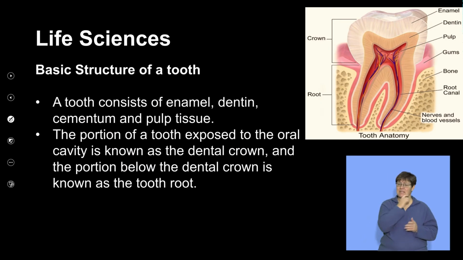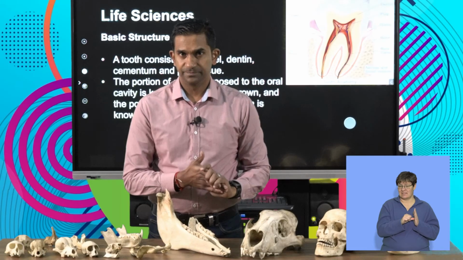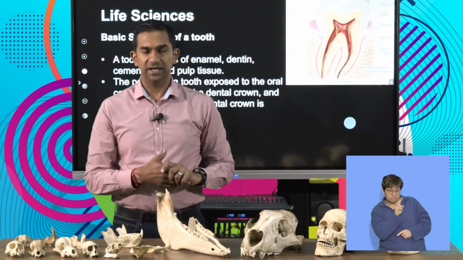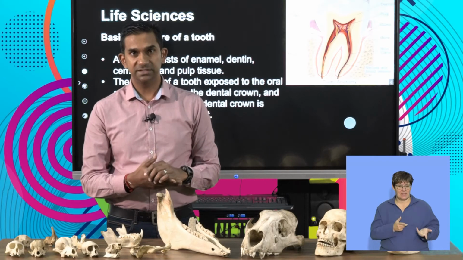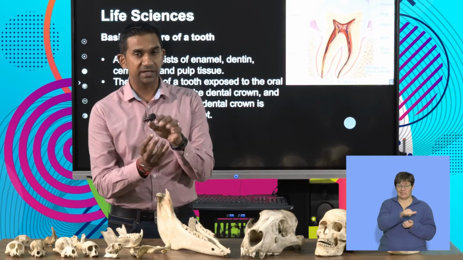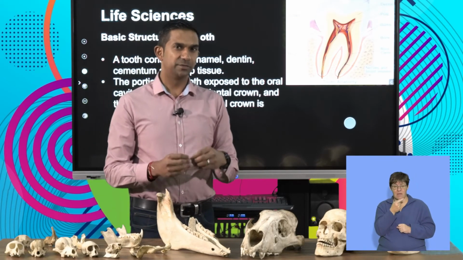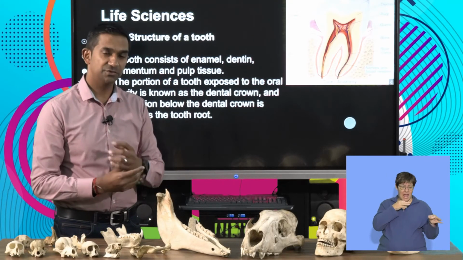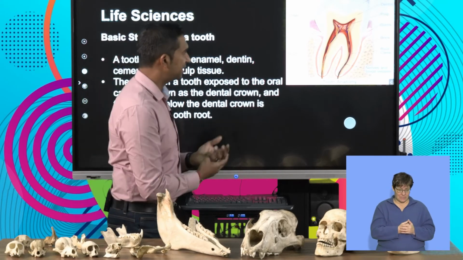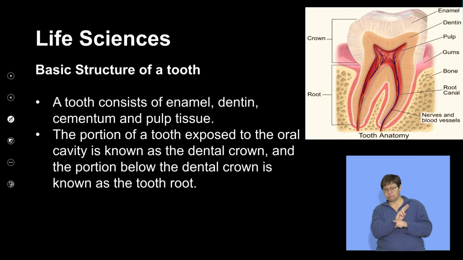Teeth are an important part of dentition. It's important that we have an overview of the basic structure of the tooth. Why is that important? Teeth play a very important role in chewing, and if we don't understand that, it will probably be a shortfall on us in terms of explaining how dentition occurs. So let's have a very quick overview of the structure of the teeth.